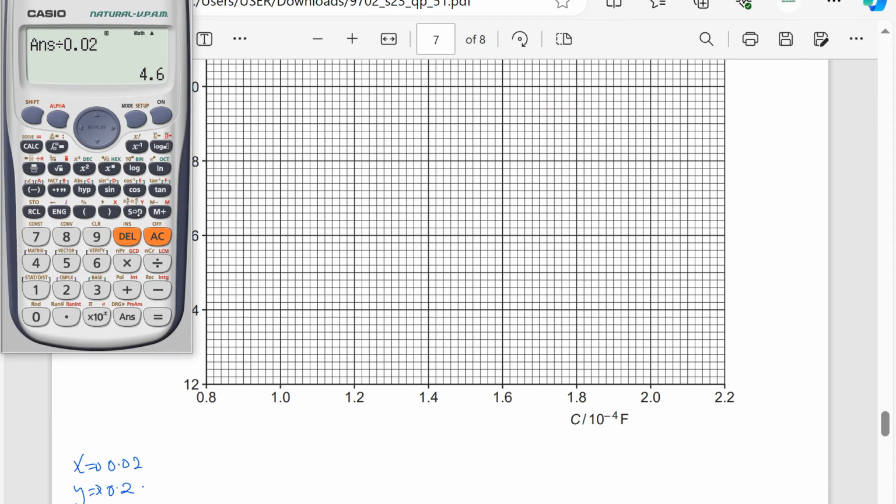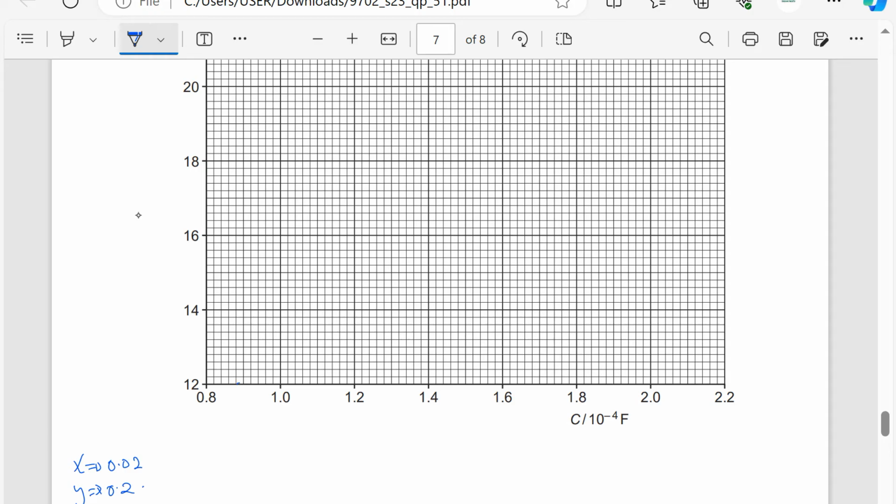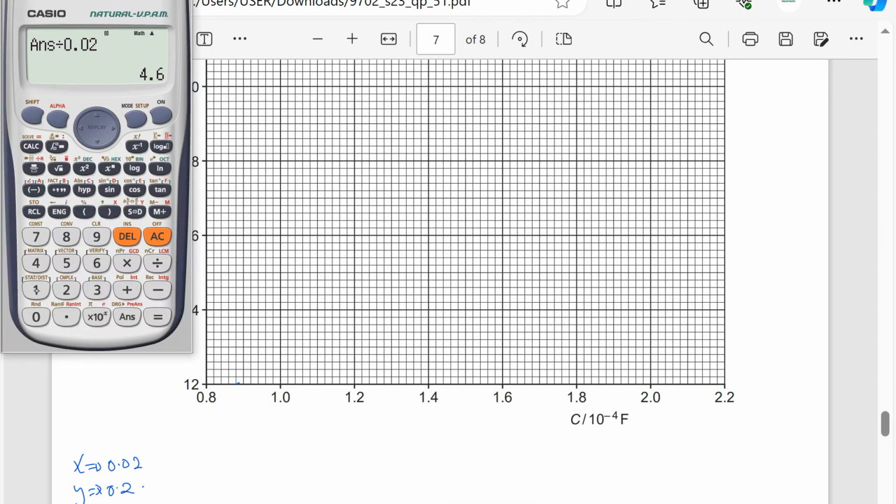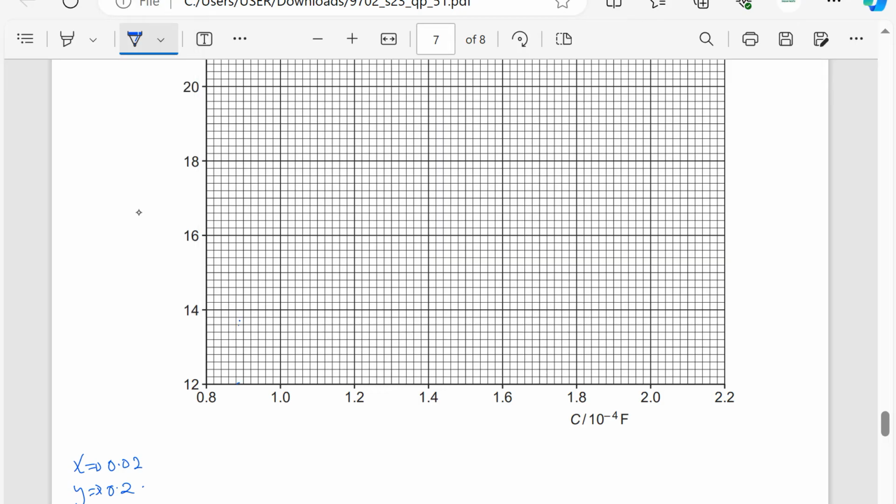So 1, 2, 3, 4. Approximately in the middle of this box. Again on the y-axis, I have 13.7. So 13.7 minus 12 divided by the scale on the y, which is 0.2. So that means I need 8.5 small squares. So 1, 2, 3, 4, 5, 6, 7, 8.5. So the point must be in the middle of the box. It must be in the middle of this box. So I will draw a small circle around the point.